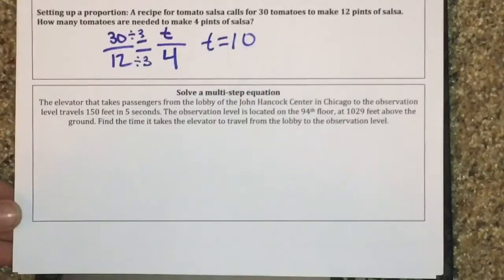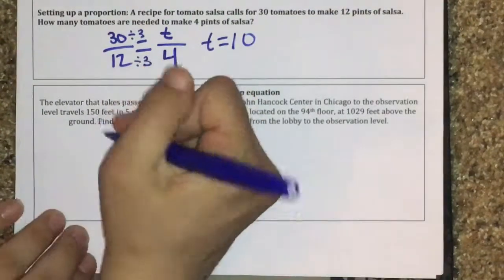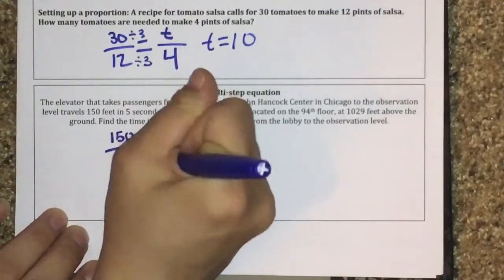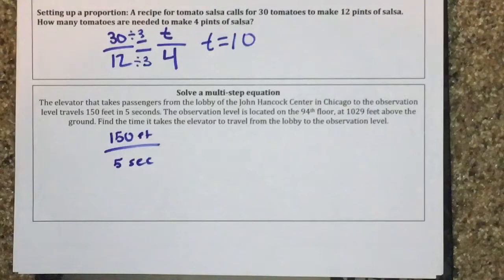The elevator that takes passengers from the lobby of the John Hancock Building in Chicago to the observation level travels 150 feet in 5 seconds. The observation level is located on the 94th floor at 1,029 feet above the ground. Find the time it takes the elevator to travel from the lobby to the observation level.